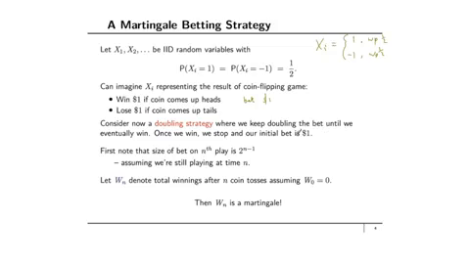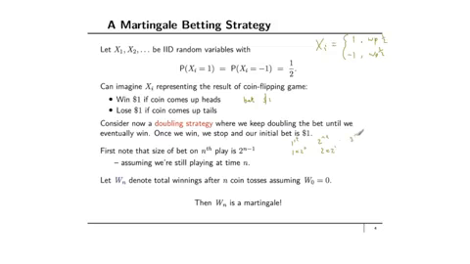So the first thing to note is that the size of the bet on the nth play is 2 to the n minus 1. And that's because of the following. On the first play, we bet $1, which is equal to 2 to the 0. On the second play, we bet $2 because we're doubling our bet, and this is equal to 2 to the power of 1.